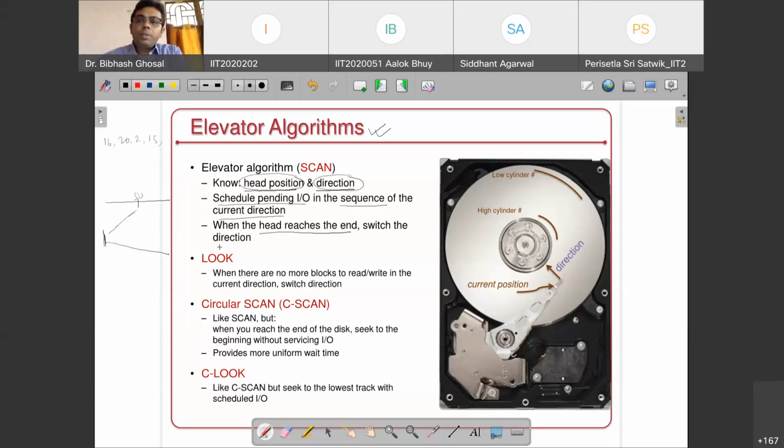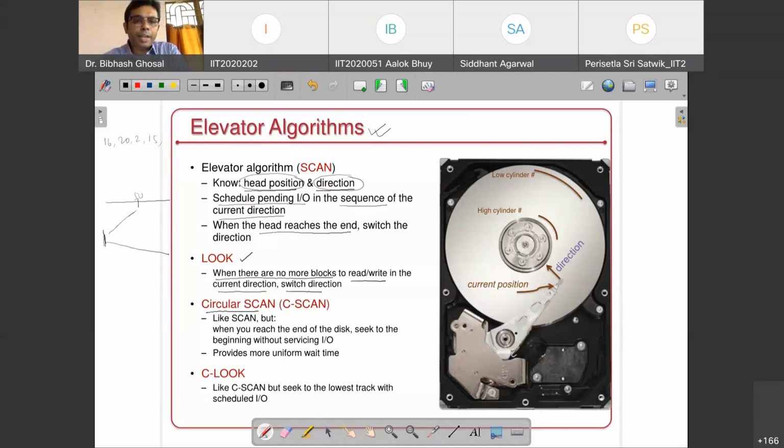Now, elevator algorithms have different categories. There are different variants of that. The first one is called the LOOK algorithm, the LOOK elevator. So what do you do? When there are no more blocks to read or write in the current direction, then you switch direction, the one that I told you. When you don't have any other pending requests to be accessed in that direction, you change.